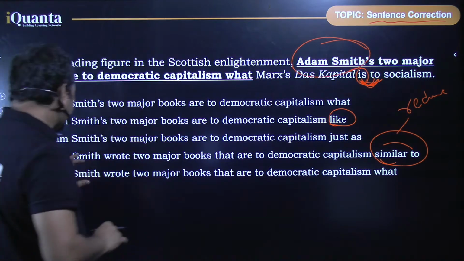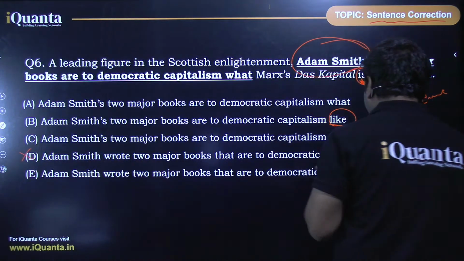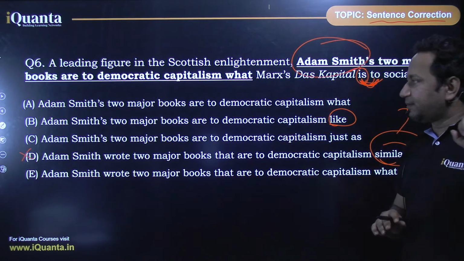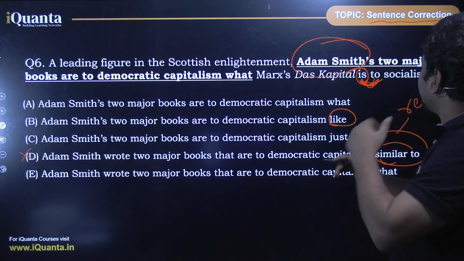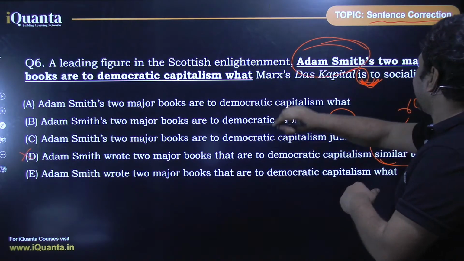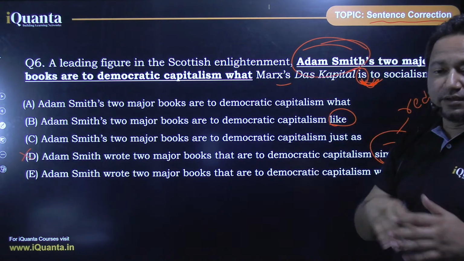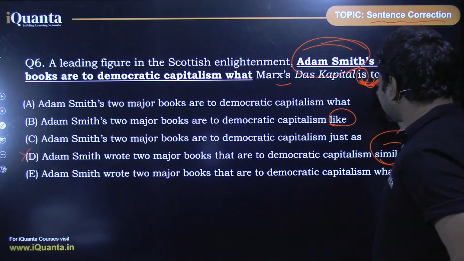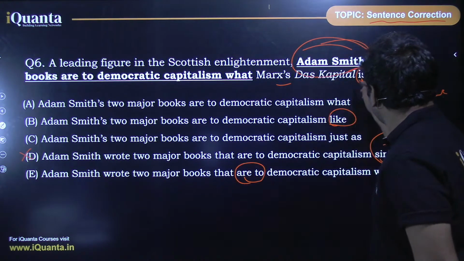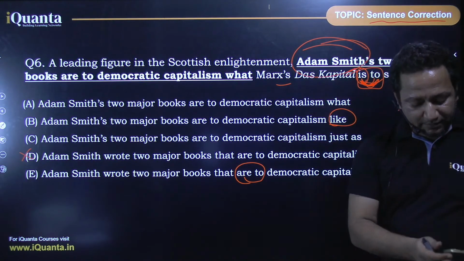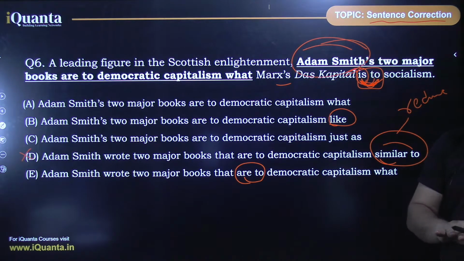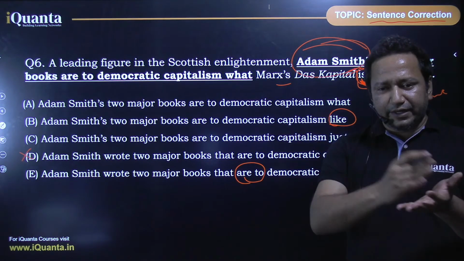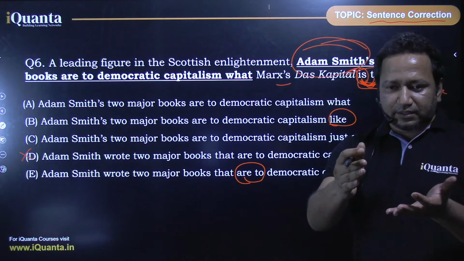Coming to E. Adam Smith wrote two major books that are to democratic capitalism, what Marx's Das Kapital is to socialism. There are two things about this. When we are comparing Adam Smith's work to Marx's work, we are using a ratio kind of statement, right? Now look at this. "Is to" and "is to." This is a parallel thing. This is parallel. This looks correct. So it looks like a ratio. That is how we compare two things, right?